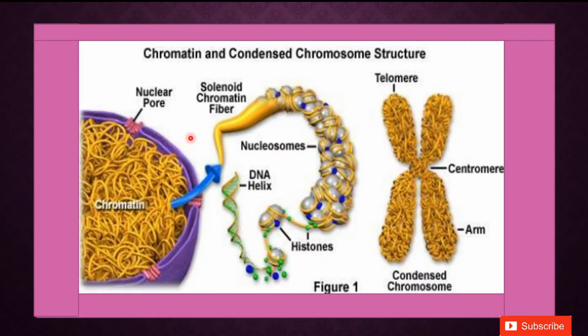Okay, so here you can see this is the chromatin. Chromatin network is present inside the nucleus. See how it is undergoing coiling. These are the histones. With the help of histones, they are forming nucleosomes. When nucleosomes combine with each other, they form a solenoid structure. From solenoid, they are forming the chromosome. See how they are undergoing supercoiling and forming the chromosome.